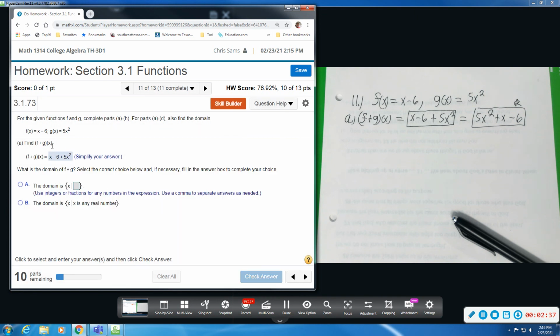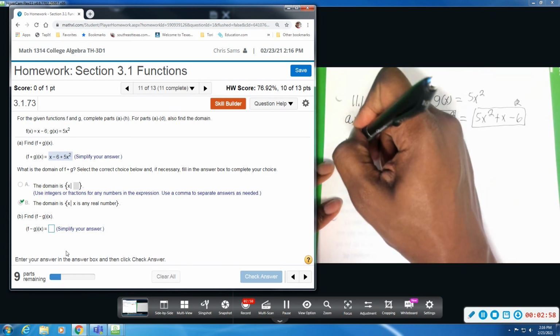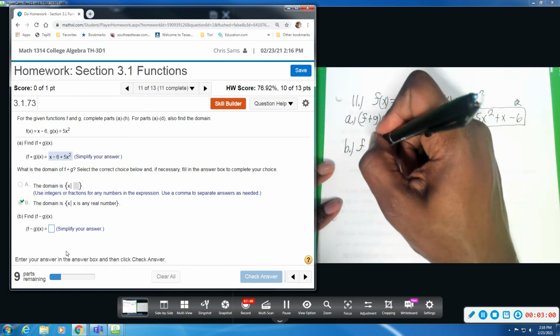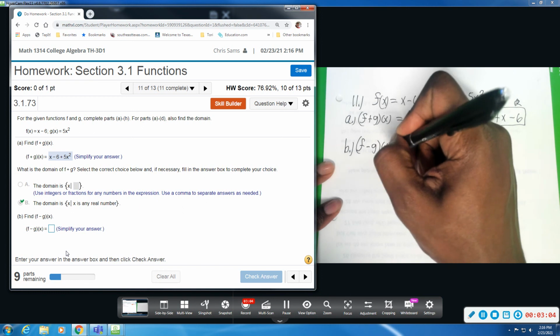And then what is the domain for this? Well, there's no fraction, there's no square root, there's no log, so my domain is any real number. Alright, so now we want to subtract f and g. So part B, we're going to do f minus g of x.